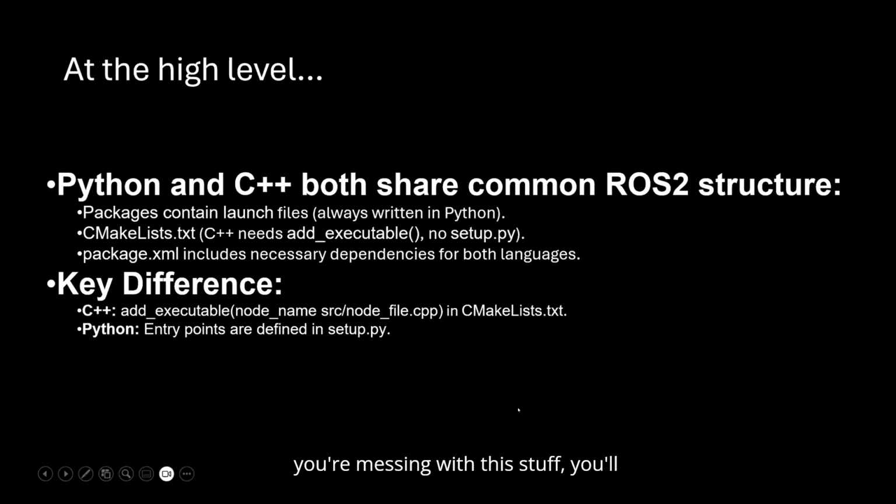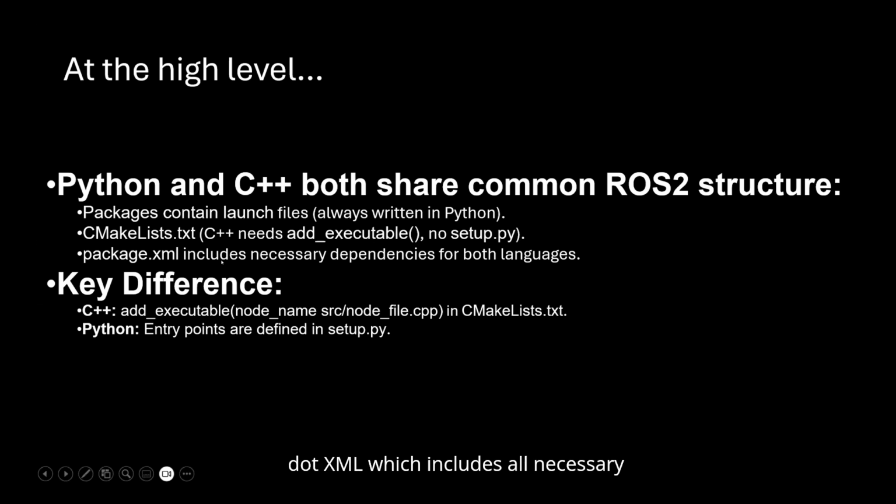First off, when you're messing with this stuff, you'll notice that they share very common things. Packages always contain launch files, and these launch files are always written in Python. So you'll see a mix even with the C++ architecture. The launch file is always written in Python. There's always a CMakeLists file. In the C++ version, you add your executables in the CMakeLists, whereas in Python, we have a special file called setup.py. If you've gone through any of the Construct tutorials, you'd know this is where you add what they call entry points, so when you launch a node, it knows exactly what script you're talking about. It's where you glue them together. But they don't have that in the C++ version. You just do it directly in the CMakeLists.